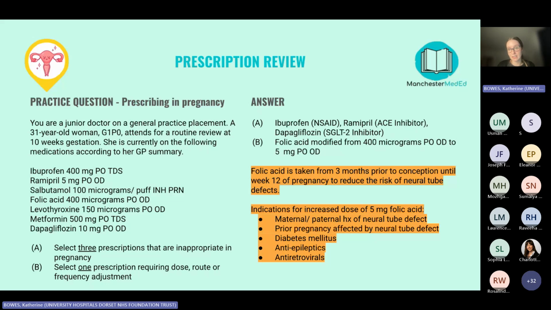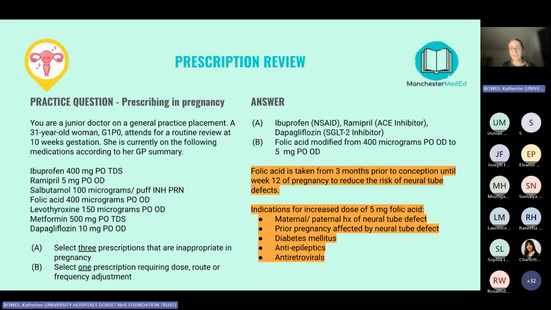ARBs are not recommended in pregnancy. And dapagliflozin, so one of your diabetes medications, so it's usually metformin is acceptable or insulin, not the other anti-diabetic drugs. And one prescription requiring some adjustment would be the folic acid. So the dose prescribed is the standard dose of folic acid, but this lady seems to have a comorbidity that means she would require the higher dose of folic acid, so that'd be 5 milligrams.